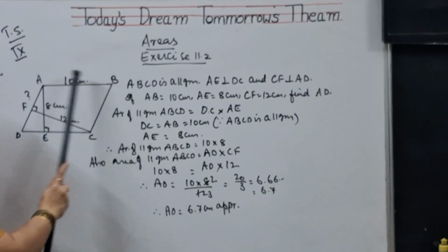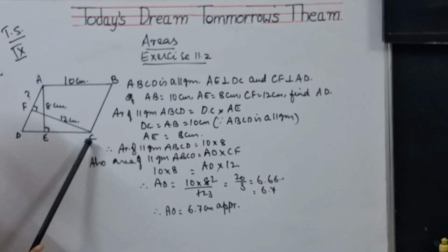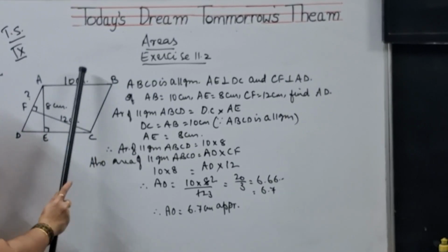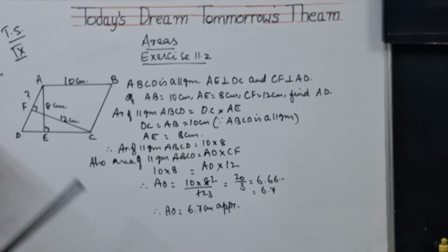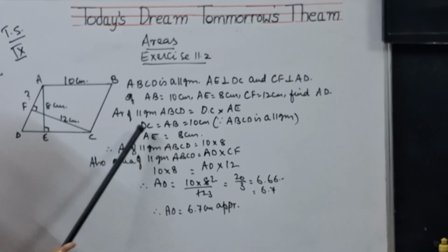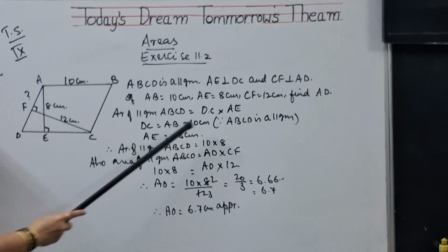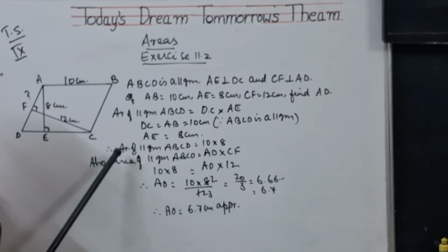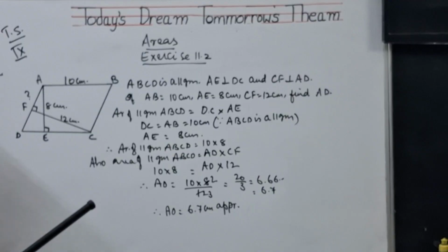We know that the area of parallelogram is base into height. So in this case, since it is the perpendicular drawn, this becomes base CD into AE. CD is what? CD is equal to AB because opposite sides are equal in a parallelogram. So CD or DC is equal to AB, that is 10 centimeters, because ABCD is a parallelogram, and AE is 8 centimeters. So area of parallelogram is base into height, that is 10 into 8.